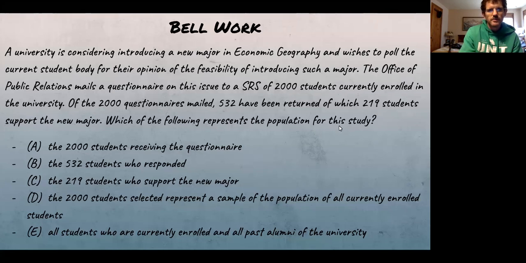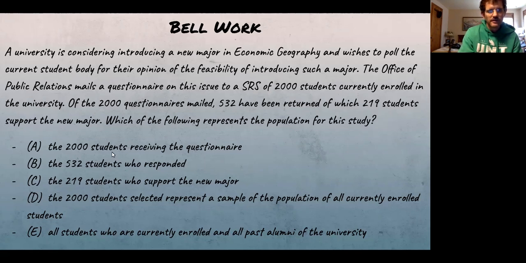So this really comes down to recognizing some of this information isn't necessary. If we're trying to figure out the population, let's go back to the setup. The university is considering introducing a new major and wishes to poll the current student body for their opinion. So right there, it tells you that the current student body is the population.